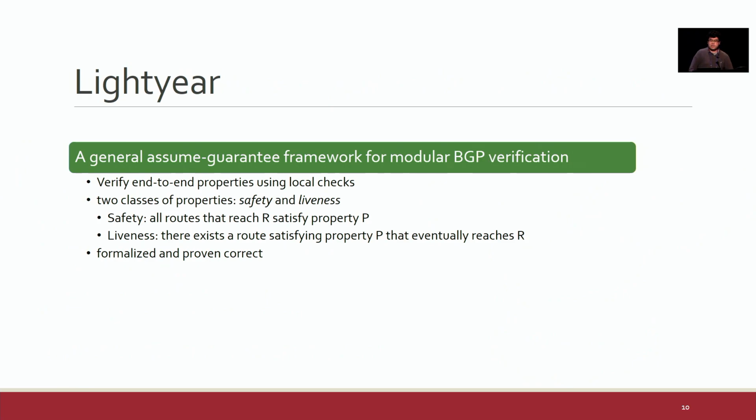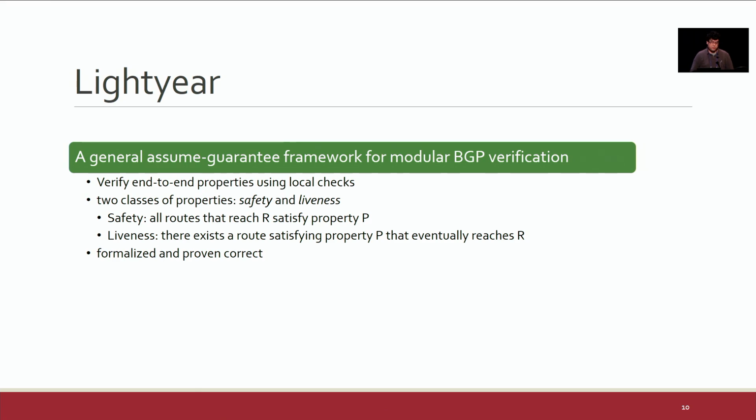In our work, we present a general assume-guarantee framework for modular BGP verification, which allows checking end-to-end properties using only local checks on policies in individual routers. We show techniques for verifying two broad classes of property. The first is safety properties, which hold when all routes that reach a particular location meet some criteria, and liveness properties, which hold when we can guarantee that a good route will eventually reach some location.